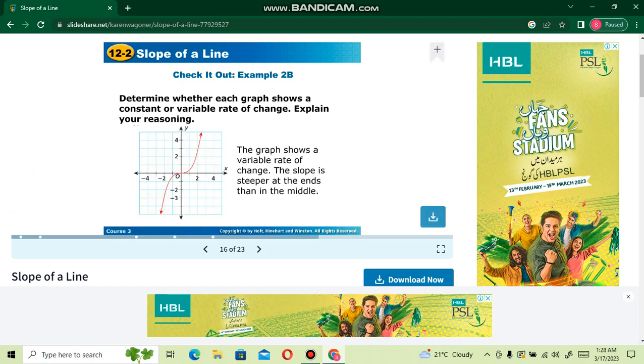Check it out. Example 2b. Determine whether each graph shows a constant or variable rate of change. Explain your reasoning. The graph shows a variable rate of change. The slope is steeper at the ends than in the middle.